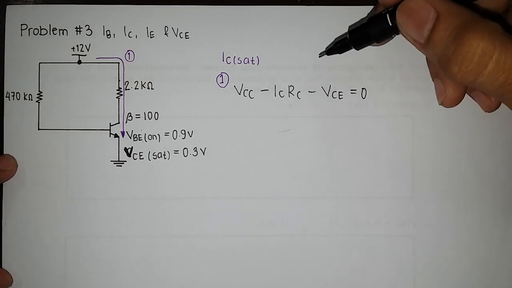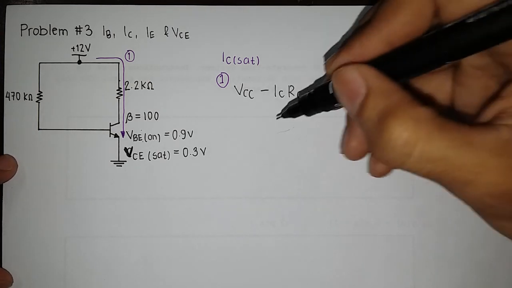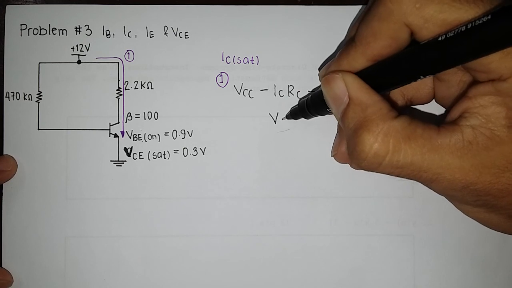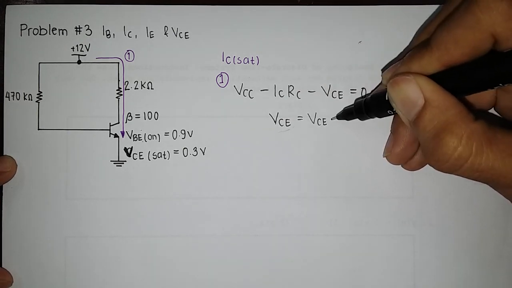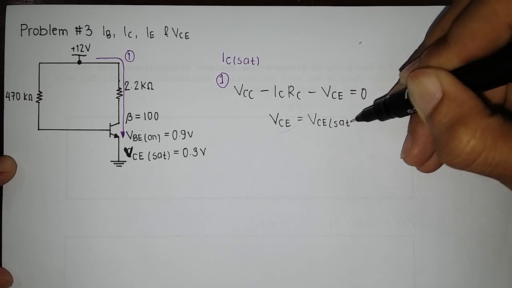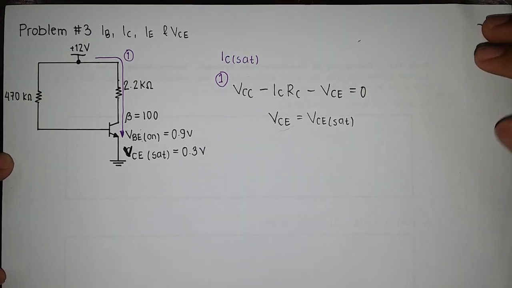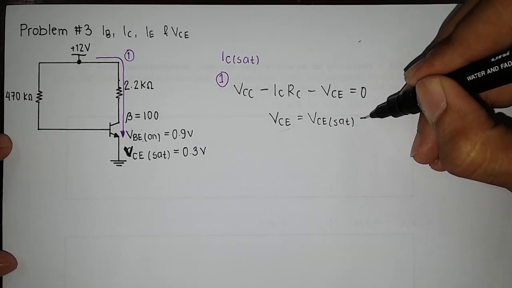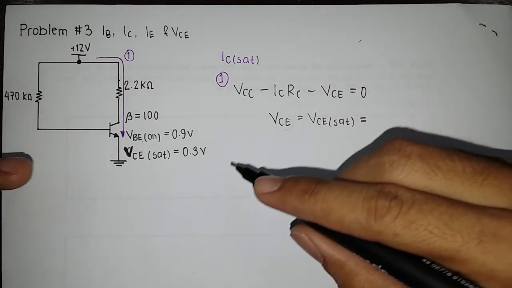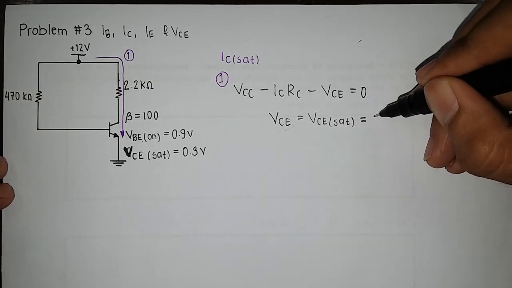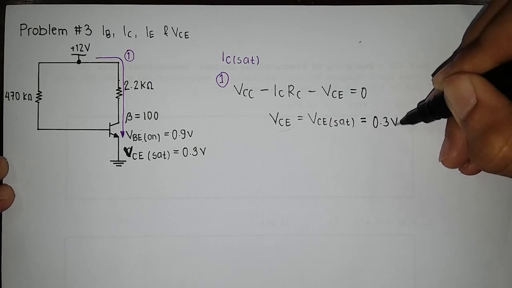Okay, para makuha natin yung IC saturation current, isa-substitute natin sa VCE si VCE saturation. Okay, the collector to emitter saturation voltage. Okay, VCE sat is a primary constant, which is kapag hindi siya given, gagamitin natin yung default value. But this time, given siya, kaya ang gagamitin natin is 0.3 volts.